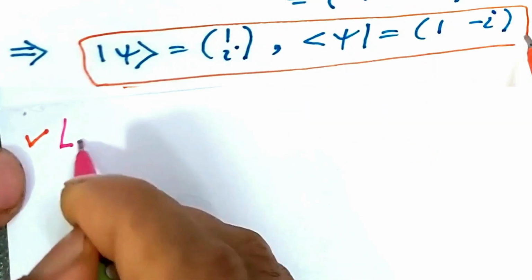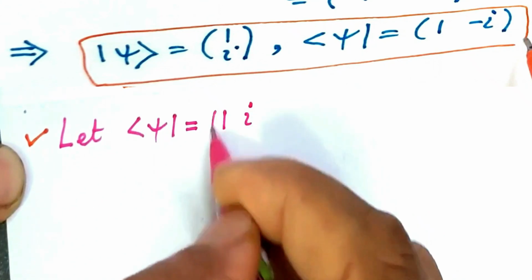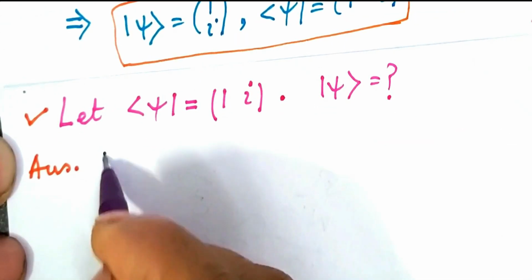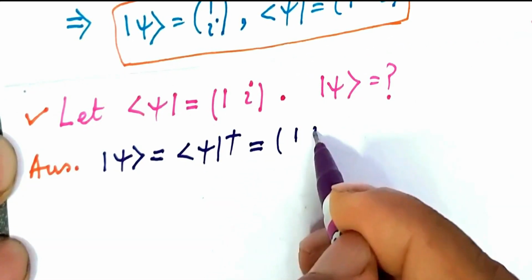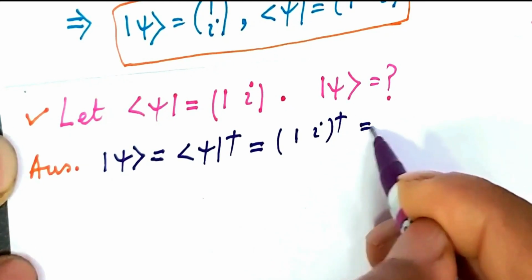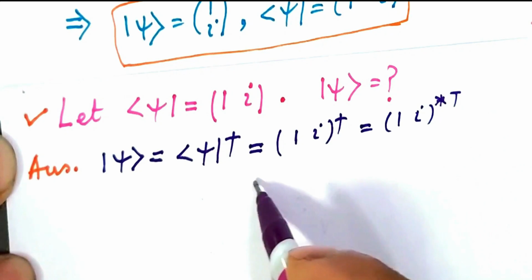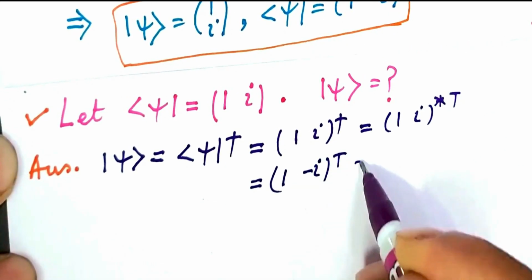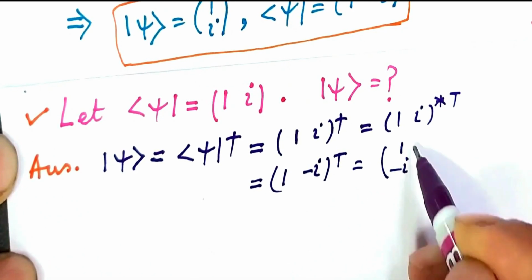In the next problem, we start from a bra. Let bra psi be the row matrix 1, i. What will be ket psi? Ket psi is the dagger of bra psi, that is dagger of the row matrix 1, i, that is star transpose of the row matrix 1, i. Take complex conjugate to get 1, minus i transpose, and then take transpose to get the column matrix 1, minus i.